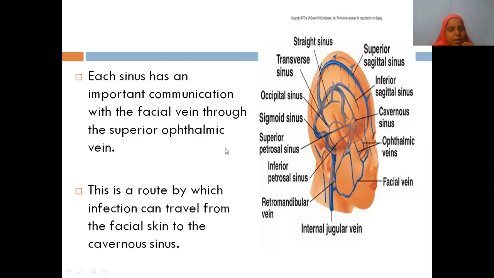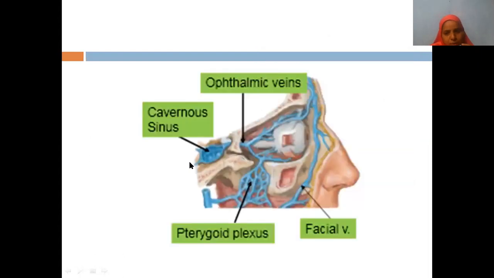Each sinus, like each right and left cavernous sinus, has important communication through the facial vein. Here you can see this is the facial vein. The facial vein, through the deep facial vein, will have communication with the pterygoid plexus of veins. So the pterygoid plexus of veins is not directly getting infected. Initially the infection moves through the facial vein, deep facial vein, to the pterygoid plexus, and from the pterygoid plexus through emissary veins it is draining into, going into the cavernous sinus.